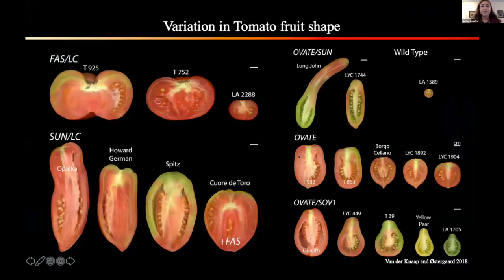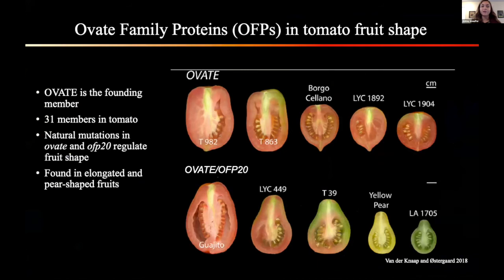Okay, so everyone is very familiar with the shape variation that you see in tomatoes in the supermarket, and the major genes involved in shape regulation in tomatoes are known, but the cellular mechanisms controlled by these genes are not known. So I'm going to focus in on the ovate family proteins. So ovate is the founding member of this protein family. There are 31 members in tomato. Natural mutations in ovate and another member of this ovate family protein family, OFP20, are known to regulate fruit shape.